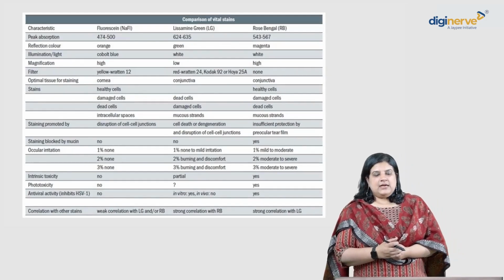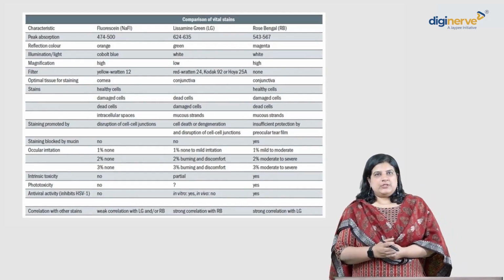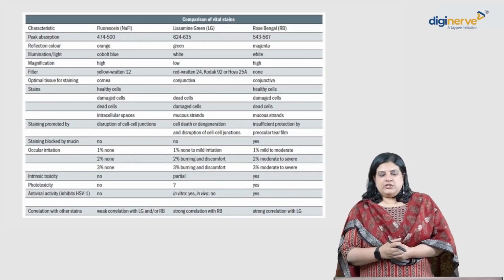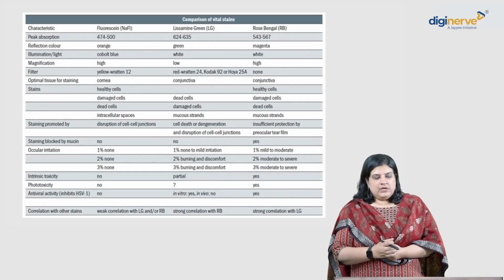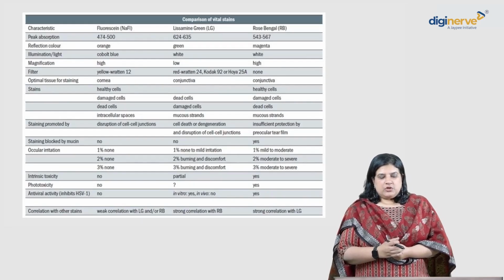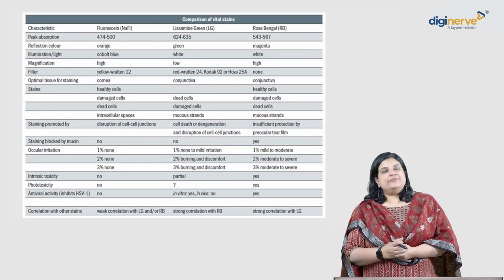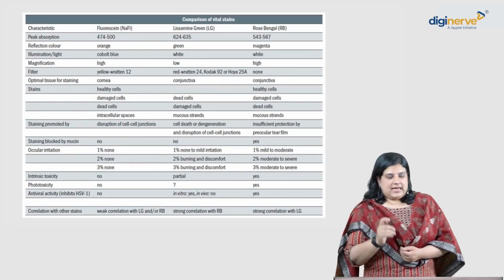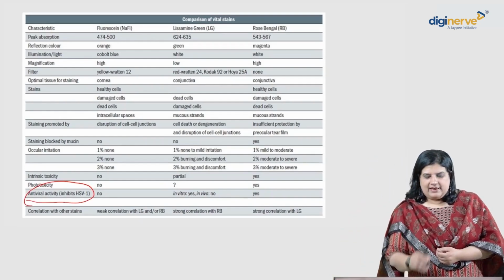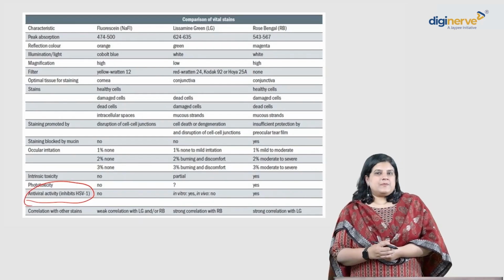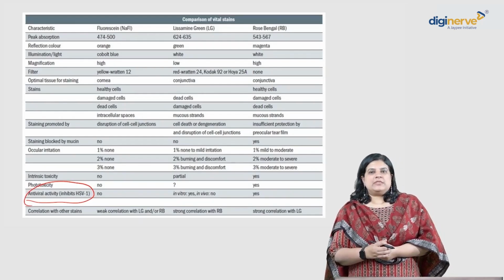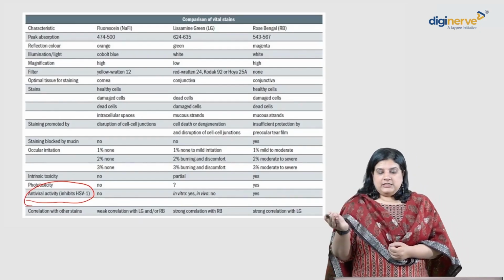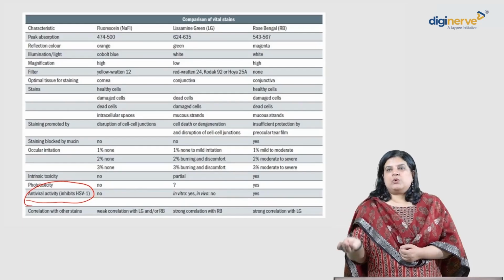For visualizing rose bengal and fluorescein, we need to use high magnification, unlike Lissamine green. The ocular irritation is most with rose bengal. The intrinsic toxicity, phototoxicity, is also quite significant with rose bengal. But one good feature of rose bengal is that it has been shown to have antiviral activity. So it inhibits the activity of herpes simplex virus 1. It stains healthy tissues, damaged cells, dead cells, and mucous strands.